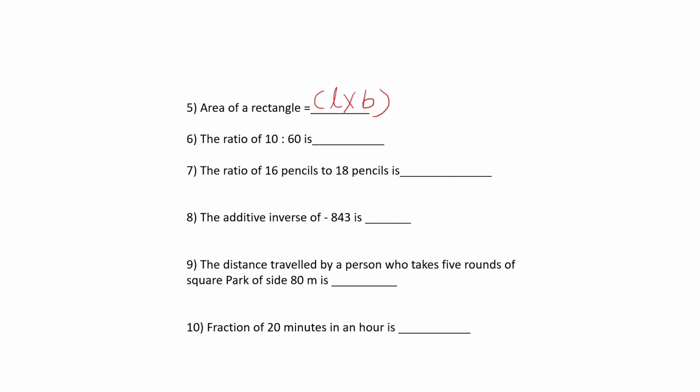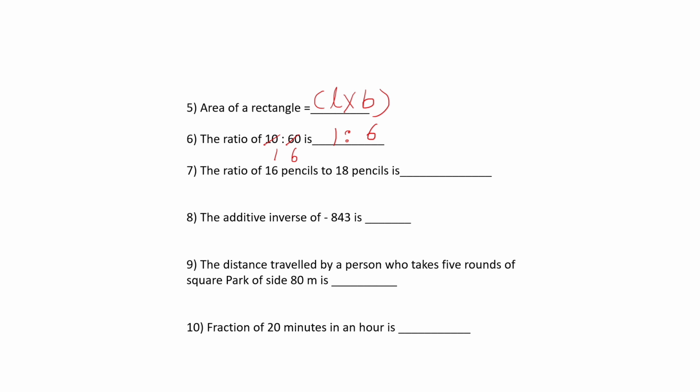Next, the ratio of 10:60 is. Here we can simplify this ratio by dividing both numbers by their greatest common factor, that is 10. So 10 one time is 10 and 10 six times is 60. So here the simplified ratio is 1:6.